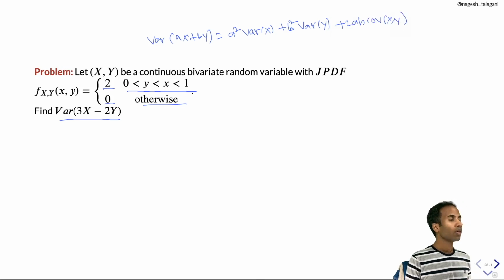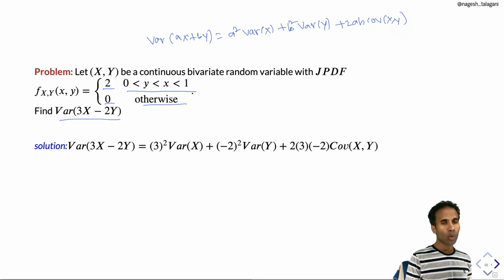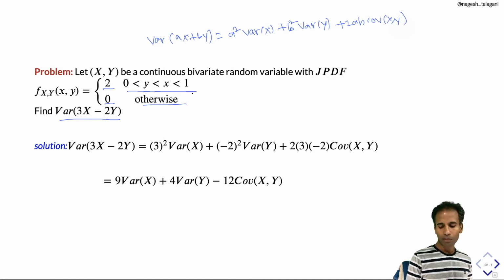Okay. So variance of 3x minus 2y is going to be 3 square variance of x plus minus 2 whole square variance of y plus 2 times 3 times minus 2 covariance of xy. So this is going to be 9 times variance of x plus 4 times variance of y minus 12 times covariance of xy. Okay. Again, how do you find covariance of xy? Which is expectation of xy minus expectation of x times expectation of y.